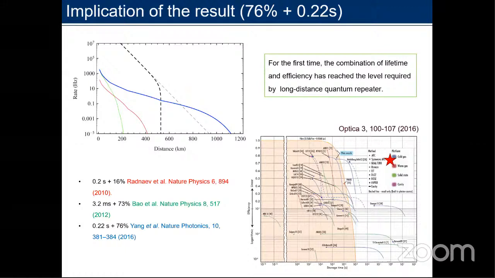According to our calculation, this is the first experiment that combines long storage time with high retrieval efficiency in the regime that fulfills the requirement of a long-distance quantum repeater. In one paper published in Optica in 2016, the authors summarized the major experimental results before our work. The horizontal axis is the storage time, and the vertical axis is memory efficiency. If we add our result, it will be in the top right corner, marked as a red star. It's clear that our result is the best.